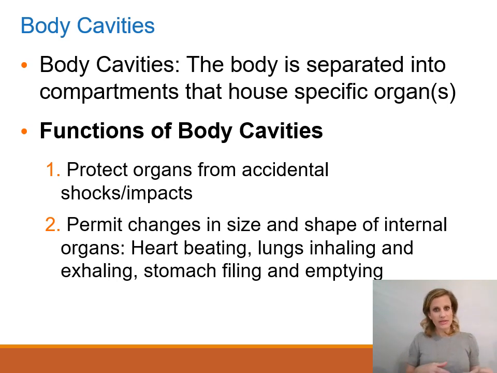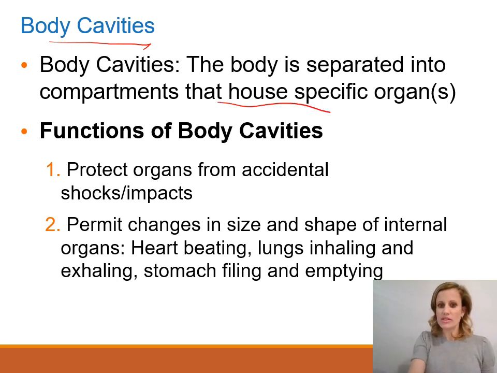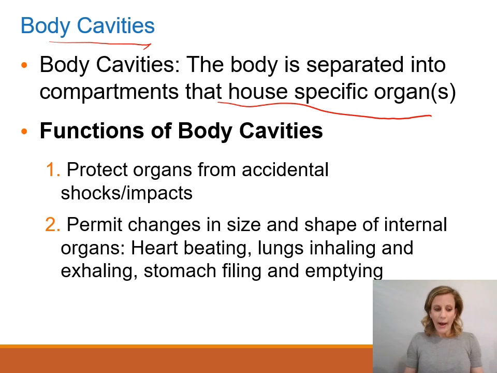It's separated into smaller compartments that we call body cavities. And these body cavities or compartments each house specific organs. This is kind of like your house, right? Think about your house. You have this nice strong wall that forms the outer barrier for your house. Provides a lot of protection, right? It keeps the good stuff in and it keeps the bad stuff out.